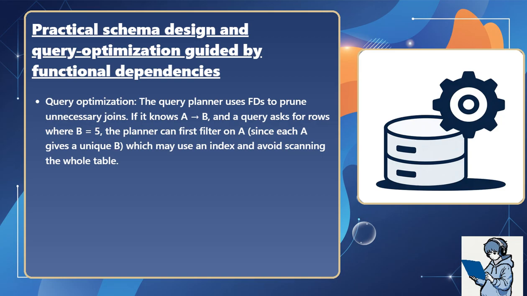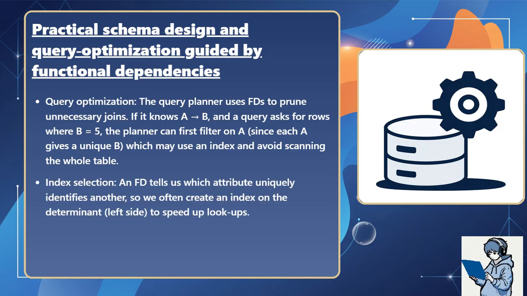Query optimization: the query planner uses FDs to prune unnecessary joins. If it knows A determines B and a query asks for rows where B equals 5, the planner can first filter on A, since each A gives a unique B, which may use an index and avoid scanning the whole table. Index selection: an FD tells us which attribute uniquely identifies another, so we often create an index on the determinant, the left side, to speed up lookups.